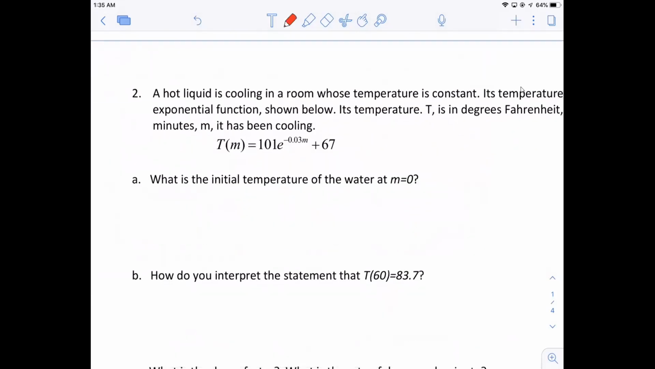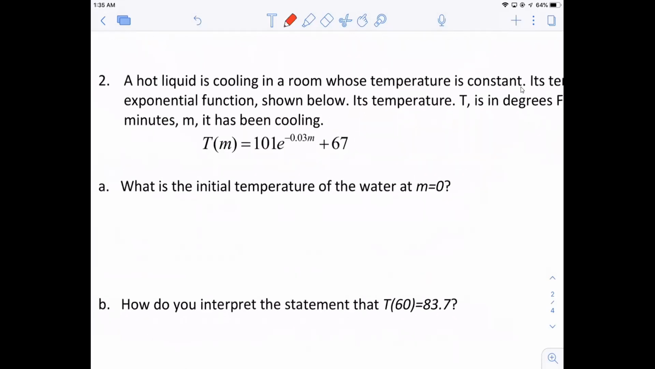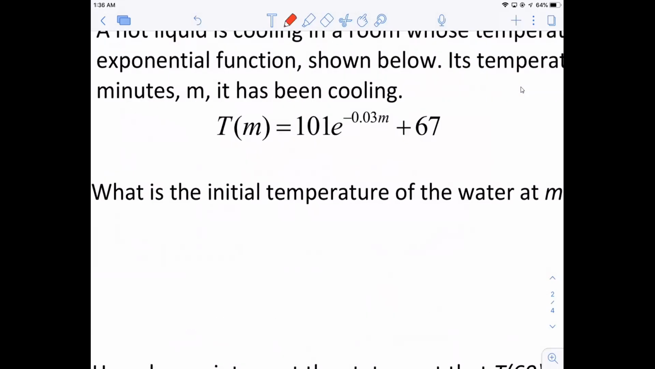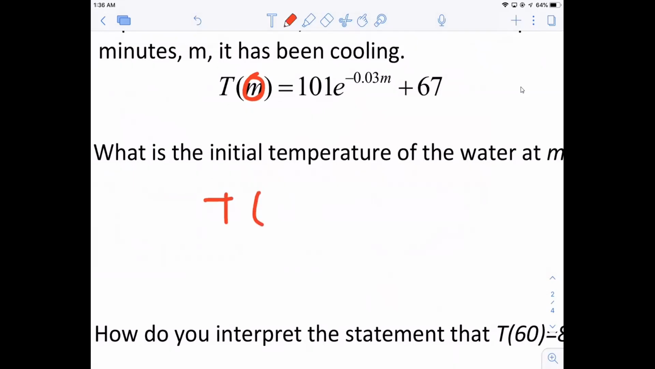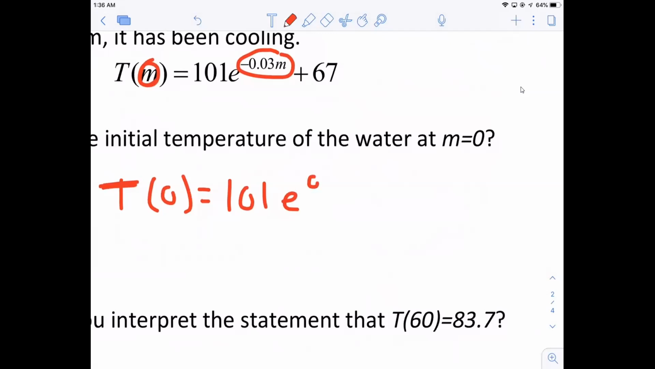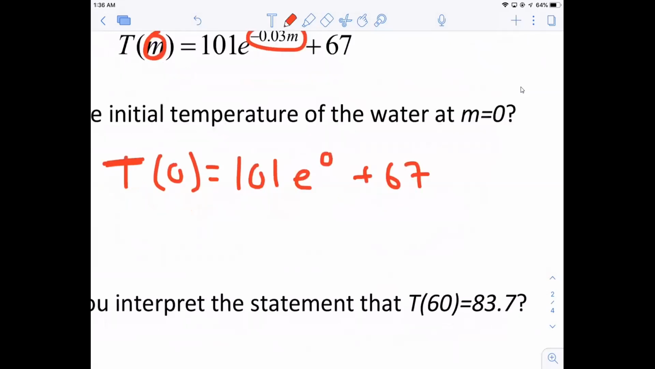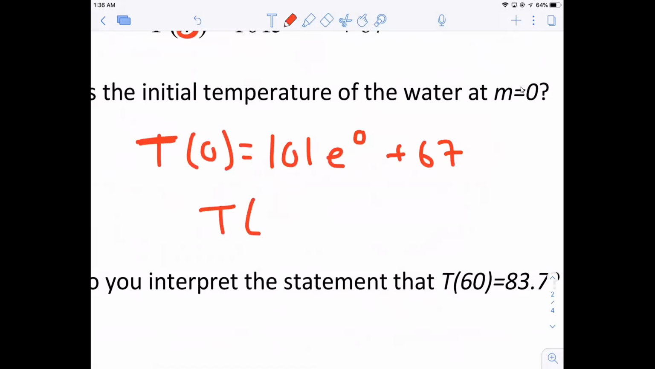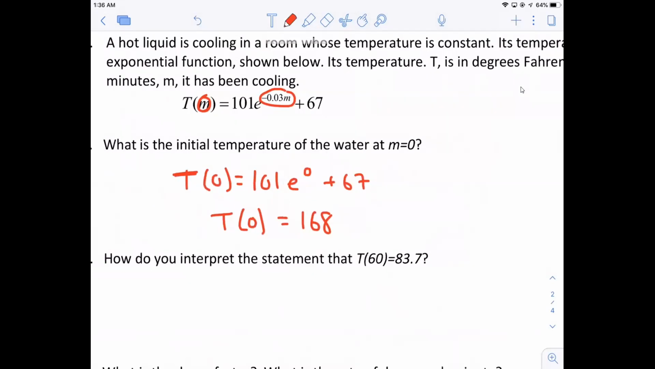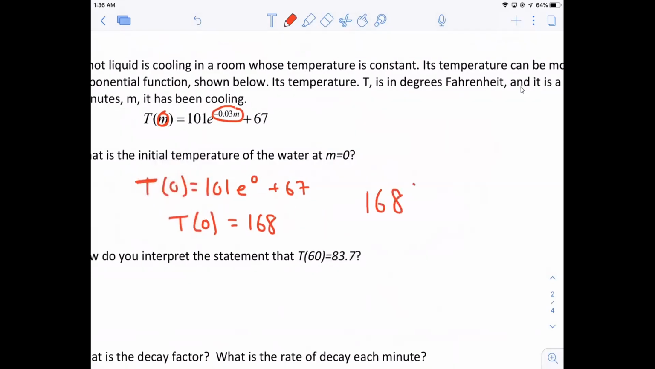So the initial temperature of the water at time 0, or I guess it's water that's cooling in this case. So we just plug in 0 for M, and we're going to get the initial temperature to be 101 times e to the, well, 0 times negative 0.03 is 0, plus 67. So e to the 0 is 1. Our initial temperature is 101 plus 67, or 168. So 168 degrees Fahrenheit.